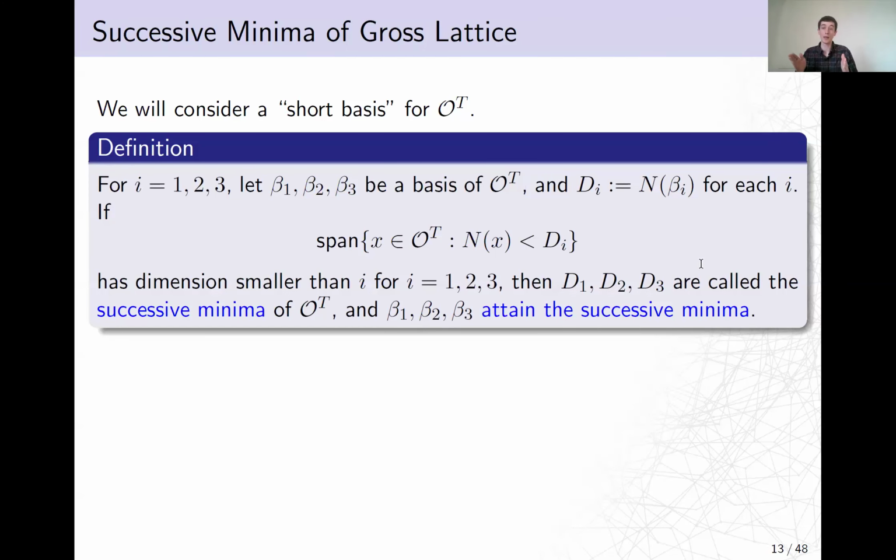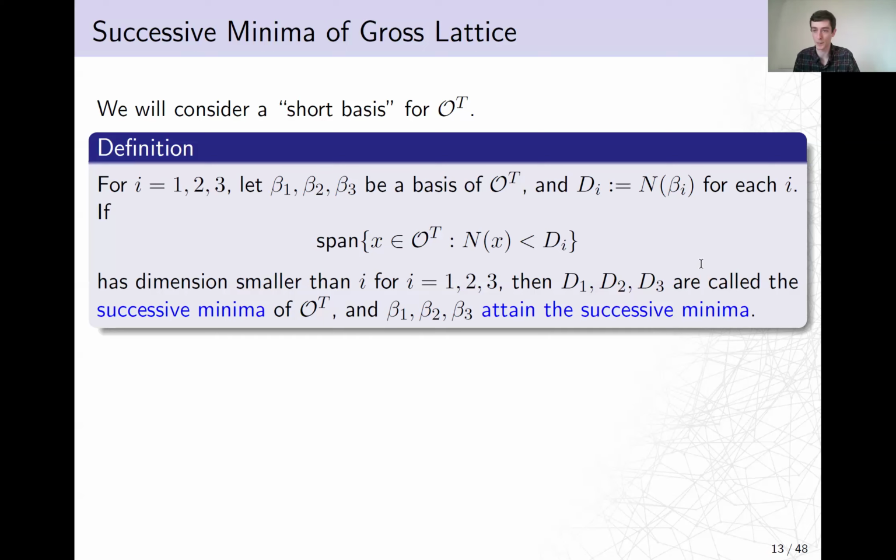So beta 1, beta 2, and beta 3 are going to represent a basis for OT that are in some sense as short as possible. There's no vector shorter than beta 1. There's no vector shorter than beta 2 that's independent of beta 1. And there's no vector shorter than beta 3 that's independent of beta 1 and beta 2. These three vectors, we will say, attain the successive minima of the gross lattice. And their norms, d1, d2, d3, will be called the successive minima.